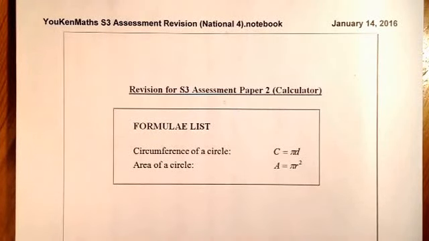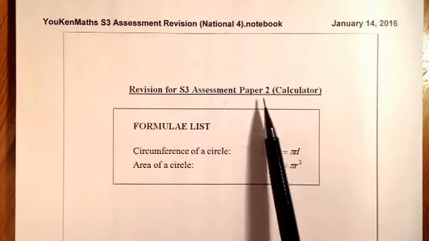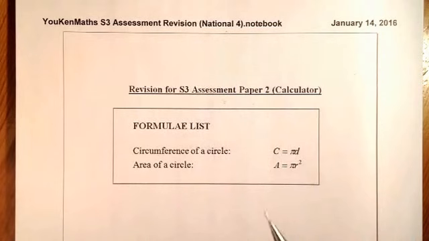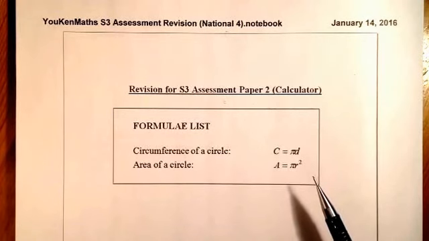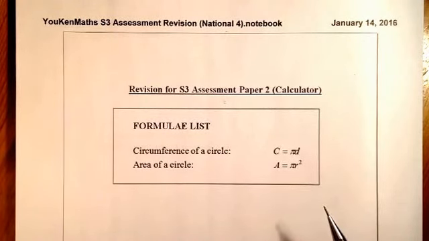This is the second video clip on the revision for S3 assessment, and it's the calculator paper at the National 4 level. In this clip we're going to be looking at trigonometry in the form of trig ratios, or you may know it as SOHCAHTOA. We'll do some percentages, some standard form, perimeter and area with combined circle and rectangles, and also there'll be some money questions in this section.